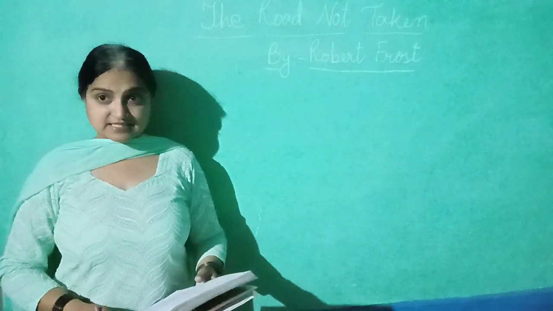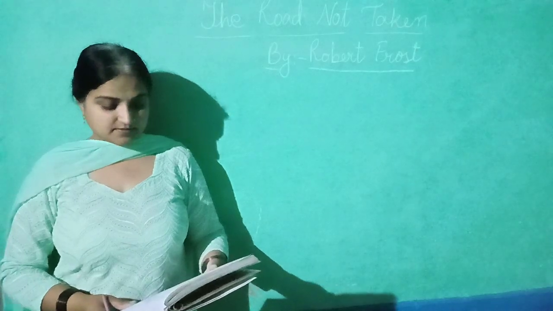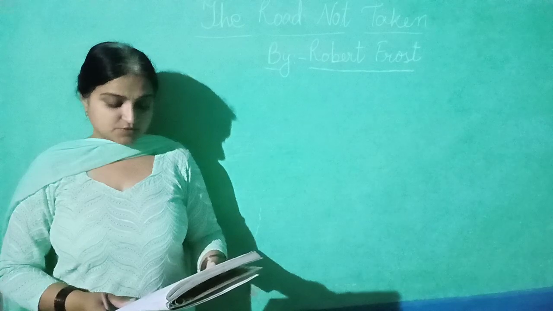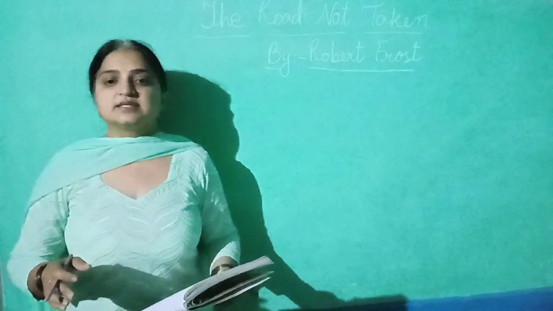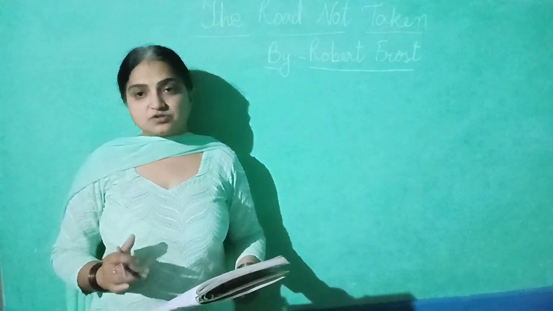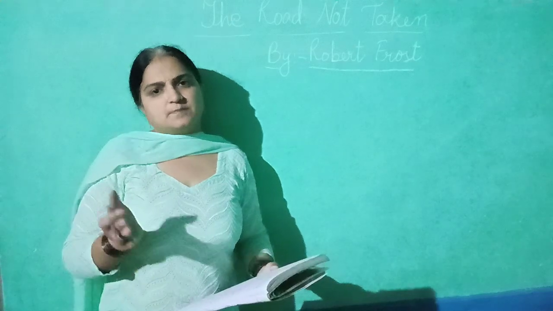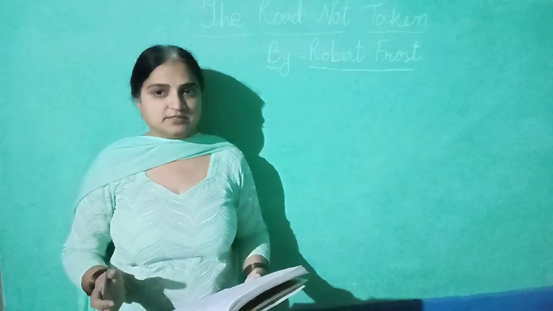Yes, now the second paragraph. Then took the other, just as fair, and having perhaps the better claim, because it was grassy and wanted wear. So he took the less travelled by. He took the road that was less travelled by the people. Why? He thought that the other road was travelled by so many people, so he is going to make a choice on the second road because it was grassy and it wanted wear.